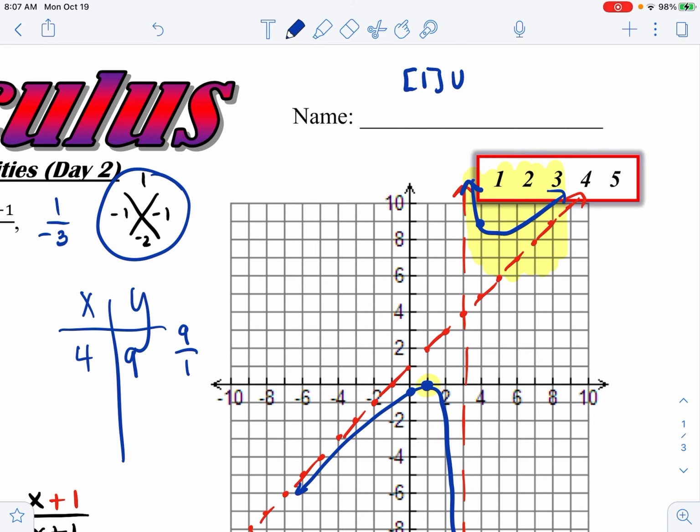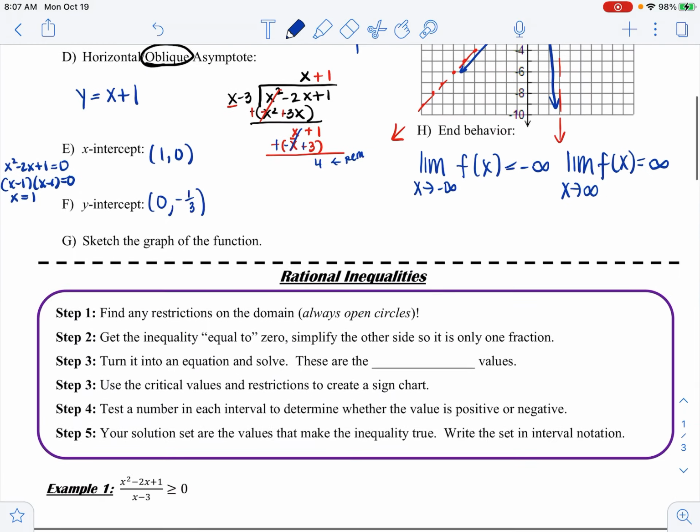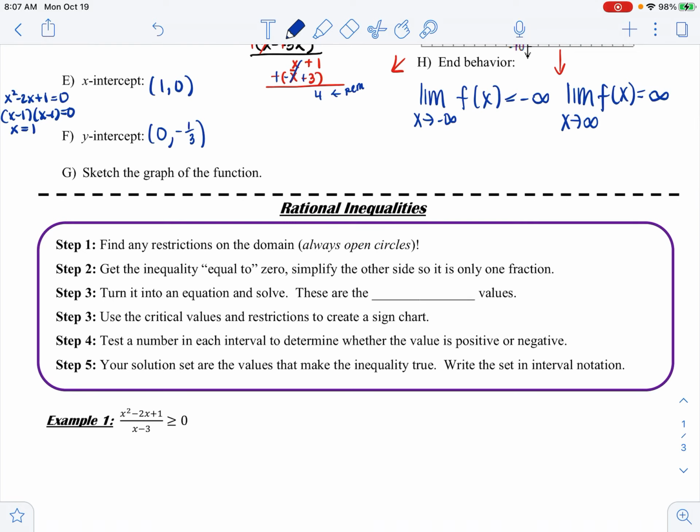I think the answer is going to be 1, because it's equal to 0 at 1, union, and then there's a vertical asymptote at 3, and it's all values bigger than that, so 3 to infinity. So that's what I should get as a solution, but I need to know how to get that as a solution. Okay, so what we're going to do next is we're going to look at the steps here.